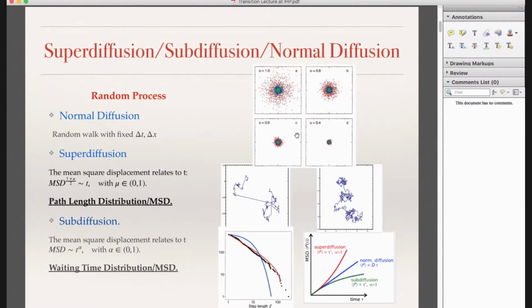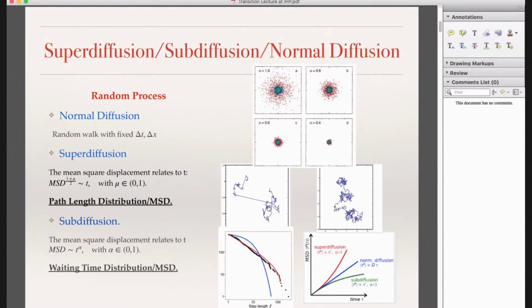Actually, this picture is an explanation about subdiffusion, where there is a parameter called alpha. When alpha is 1, it's normal diffusion. You can see the particles just spreading out. When alpha decreases, we can see that the spreading becomes slower and slower, which means for subdiffusion, the spreading behavior of particles is much slower than for normal diffusion.